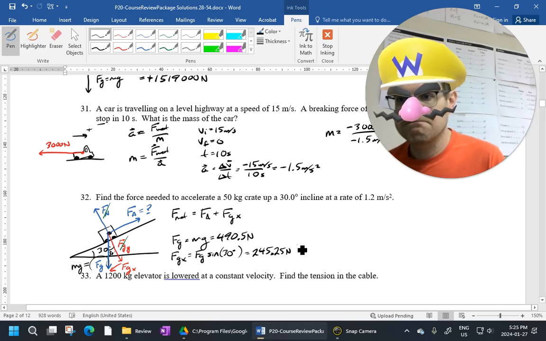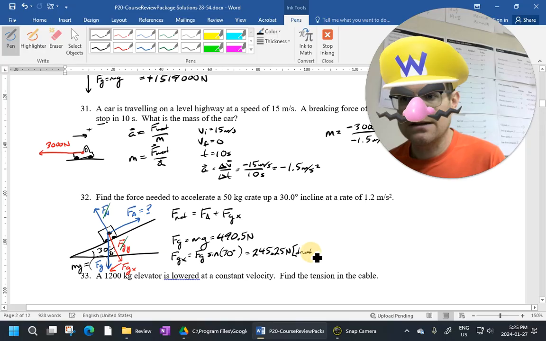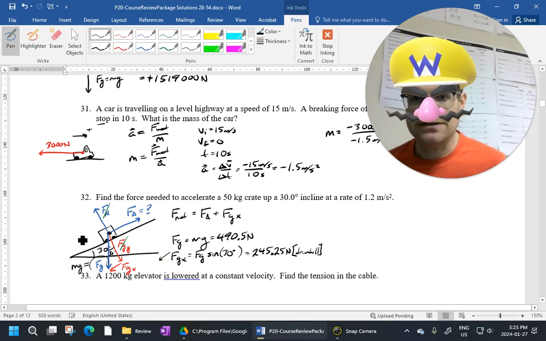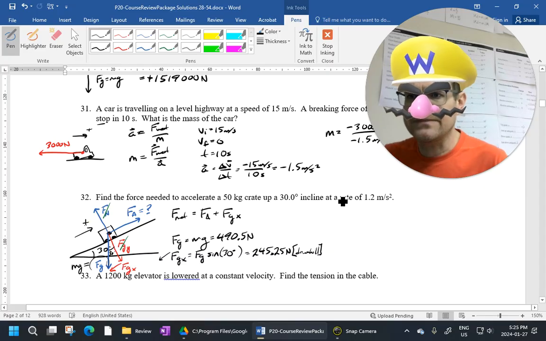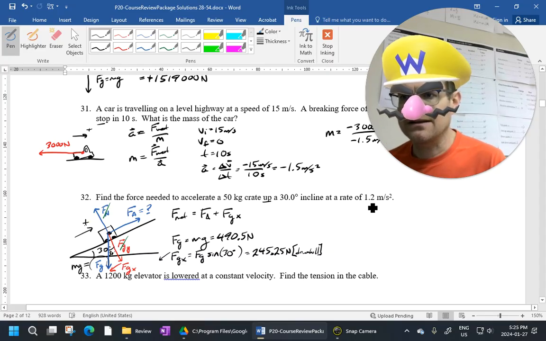So this is like downhill. Kind of watch out for that. Because that's going down the hill. F applied is going up the hill. I need a sign convention because they're going in opposite directions. So let's say up the hill is positive here. This is going up an incline, so this is uphill. Right? So that's a positive number.